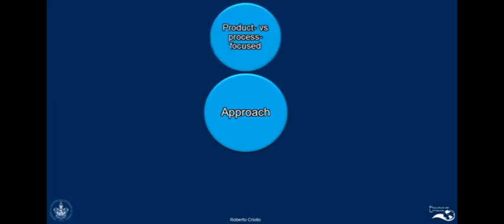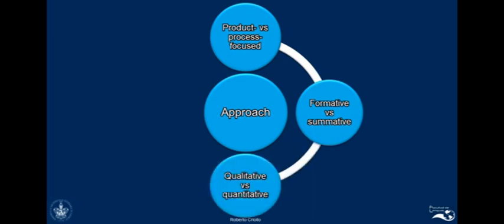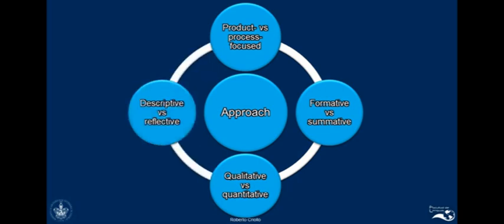The next stage in planning the evaluation will be to decide on an approach or a variety of approaches to be used for the evaluation. We could carry out a product-focused or a process-focused evaluation. We could probably carry out summative or formative evaluation. We may use qualitative or quantitative information. Or maybe we can decide between descriptive or reflective evaluation.